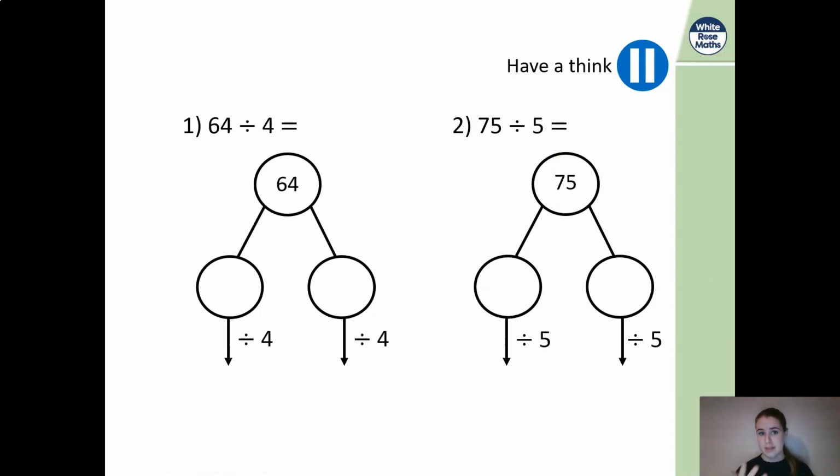Okay, well, if it was me thinking of 64, well, I know I've got a round number of 40, and I know to get from 40 to 64 is going to be 24. Now, both those numbers are multiples of 4, because I can divide both those numbers equally by 4. So I know that 40 divided by 4 is 10, and 24 divided by 4 is 6.